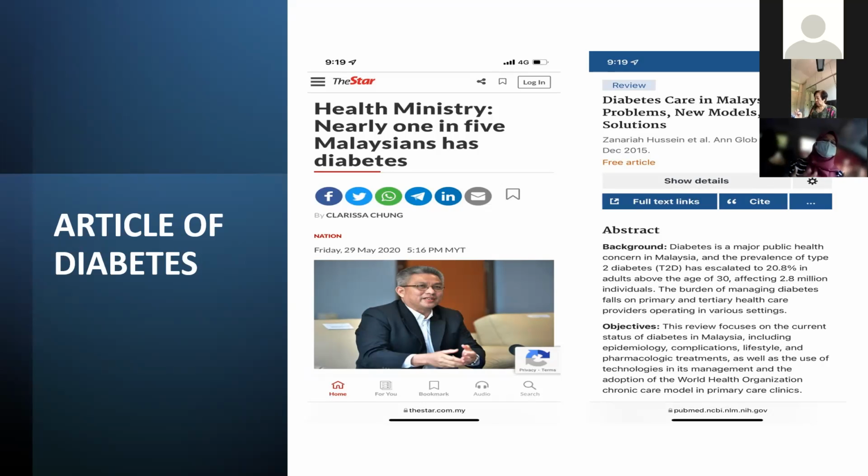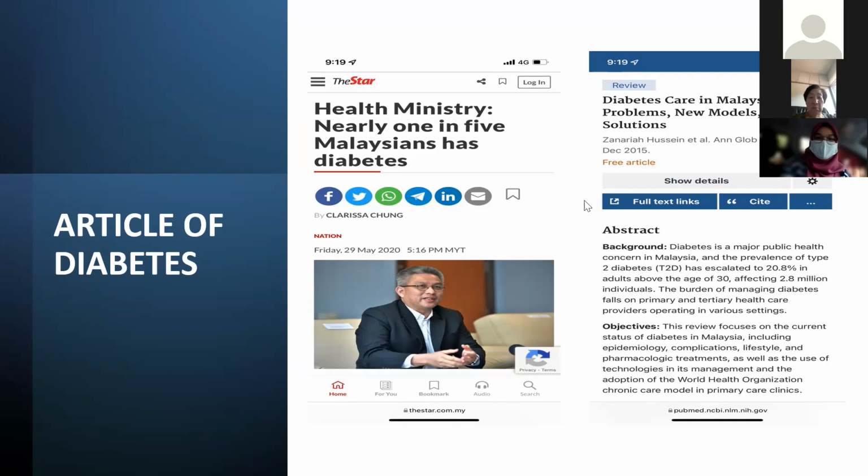So can you imagine, we have millions of people in Malaysia, and every year there is a 20.8% increase. So one of your family members, your siblings, your friends could have diabetes. Maybe not a very serious diabetes, but even a mild symptom can lead to death if you don't take care of yourself. All right, so this is the article I found.